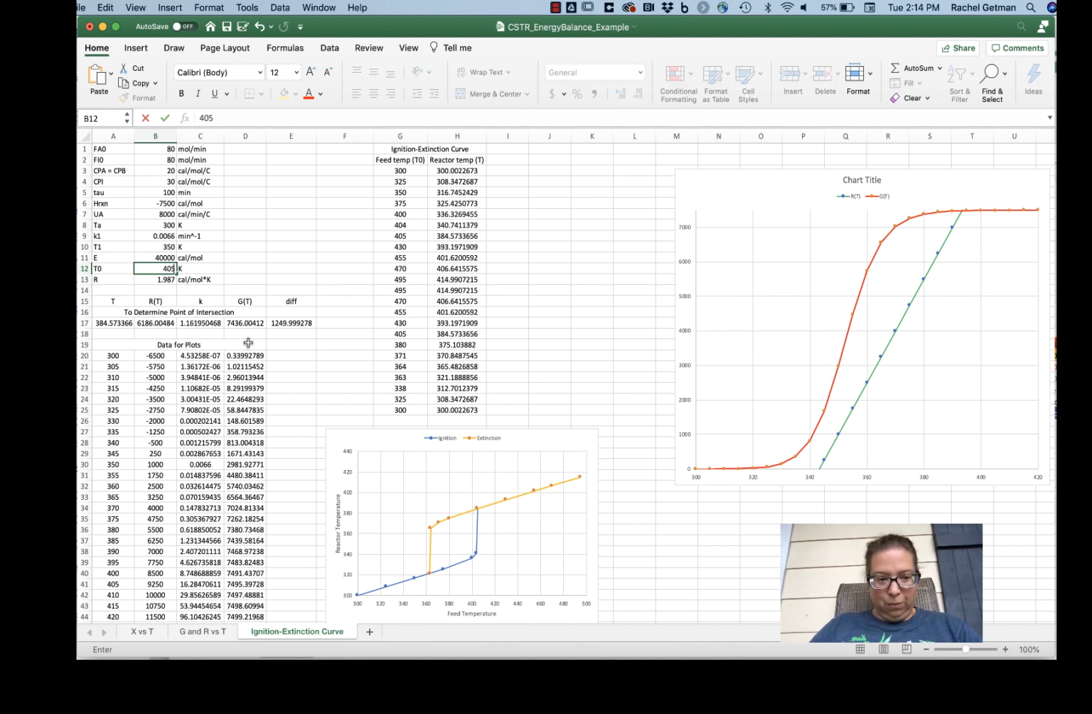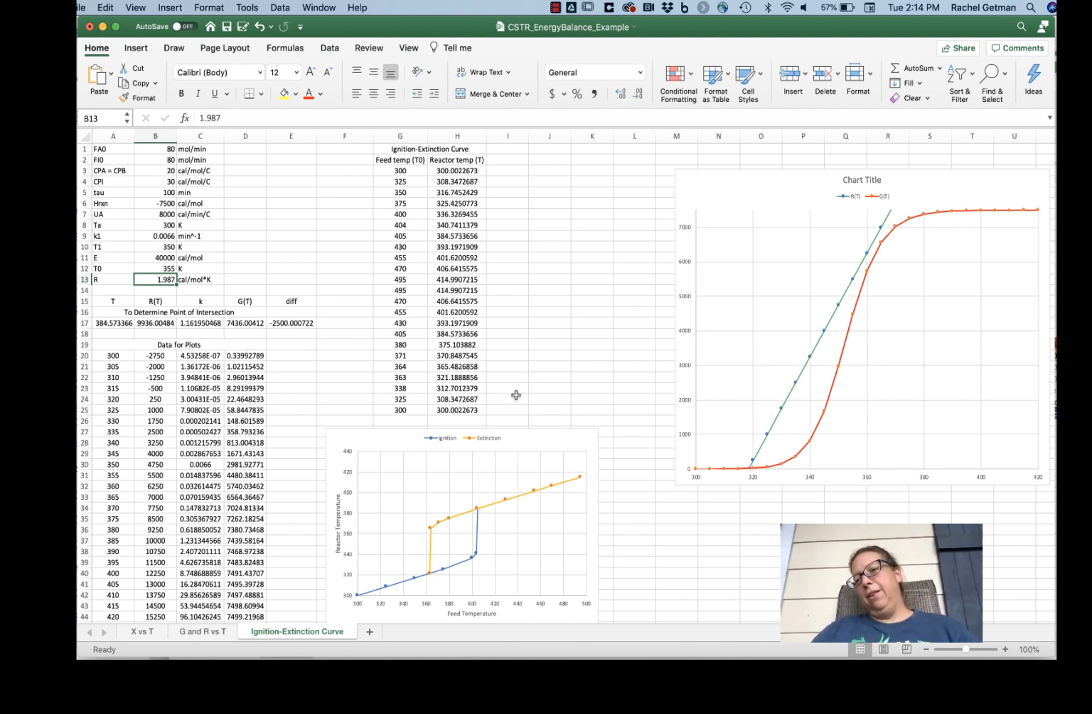So we went from 405, and these again are just temperatures I picked, 380, and then the next one that I picked maybe is 355. Let me see, 355. Now I look at my RFT curve, and I'm no longer operating at any of these upper steady states. So if I wanted to identify my extinction temperature, I would need to find the place where this green curve and this red curve are tangent.